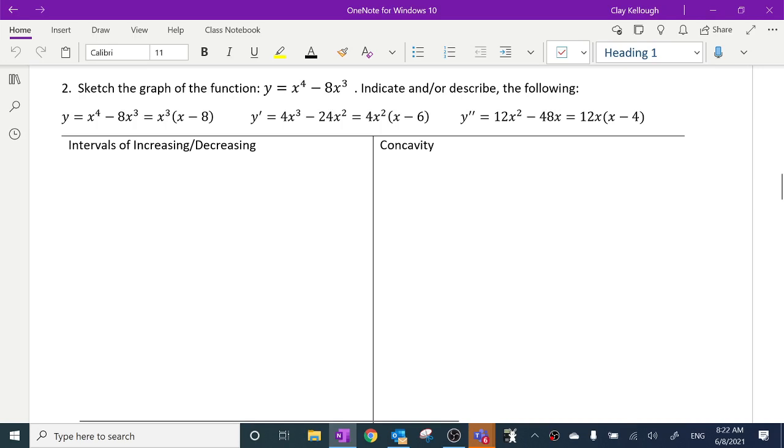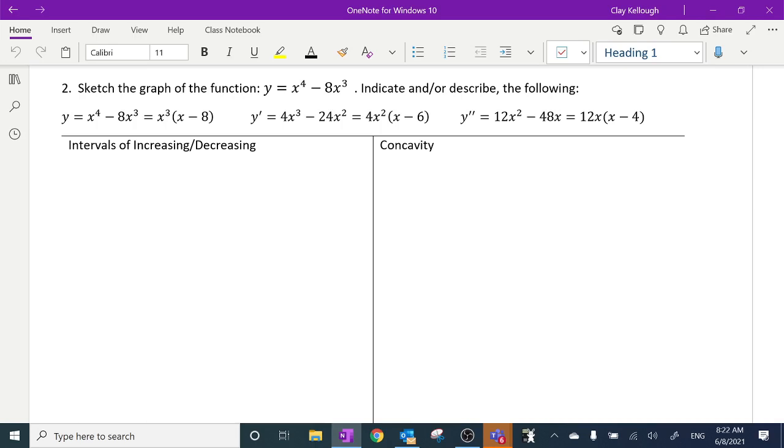We've got the original equation, x to the power 4 minus 8x cubed. Here it is in factored form. Here it is as a first derivative, and then in factored form. And here it is as a second derivative, and then again in factored form. So the derivatives have been done for you. But this one's actually, I think, quite a bit easier than the rational one we did yesterday.